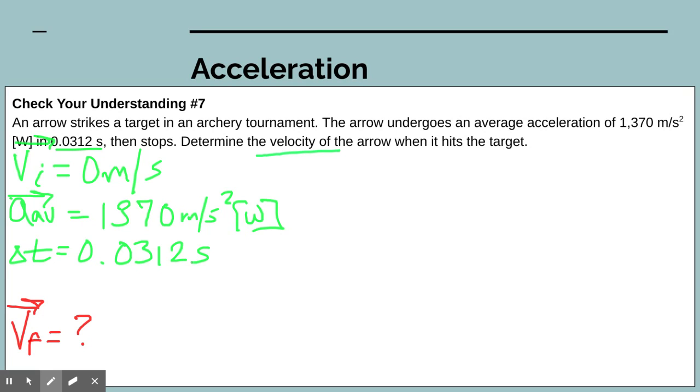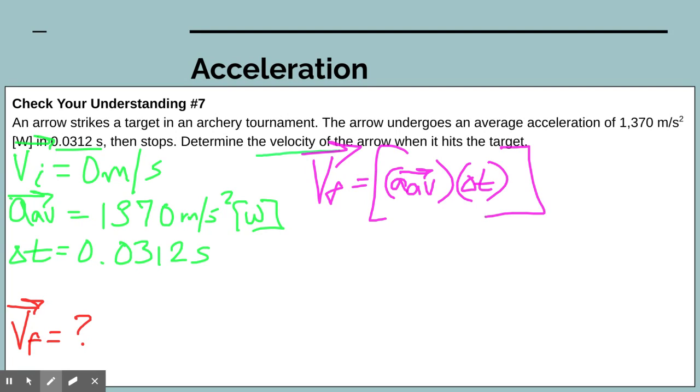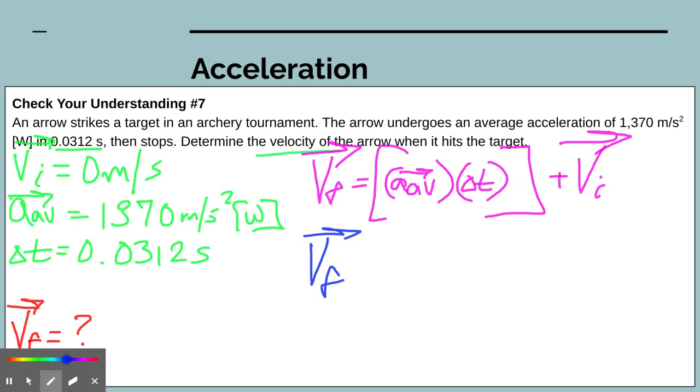All we have to do, because we are trying to solve for final velocity, just like the last one, is use that formula we've already used twice now. We're going to multiply the time interval with the average acceleration, and then add our initial velocity to this. Easy peasy. All we got to do is plug it in.